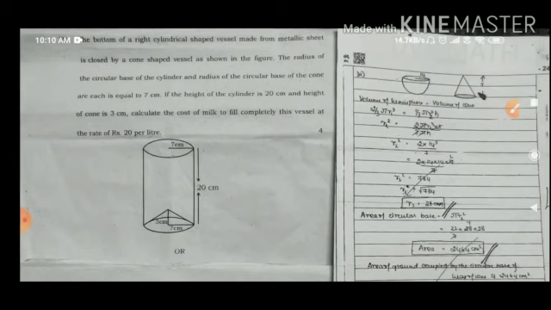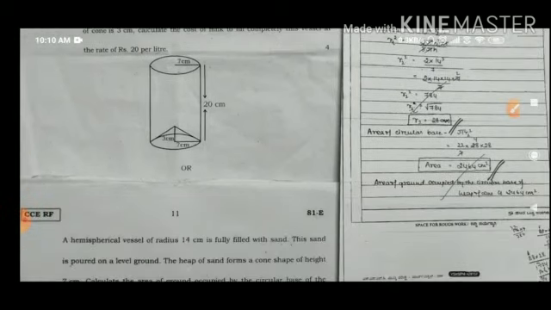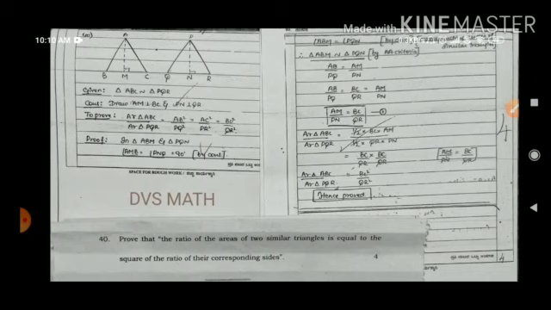Clear? So this is the paper. Now the last question, the 40th question. The 40th is definitely related to a theorem, a triangle theorem. Here we have 5 theorems: BPT, AA similarity, area of similar triangles, Pythagoras, and converse. Out of 5 they may ask any one. Please be prepared for all 5.